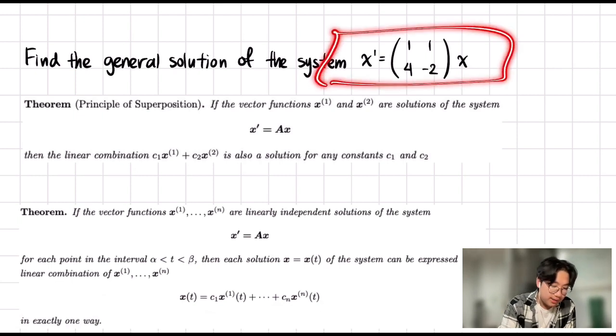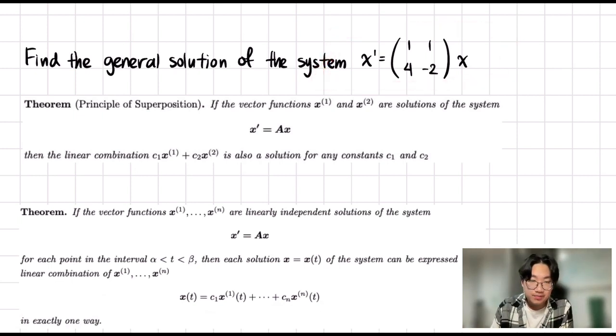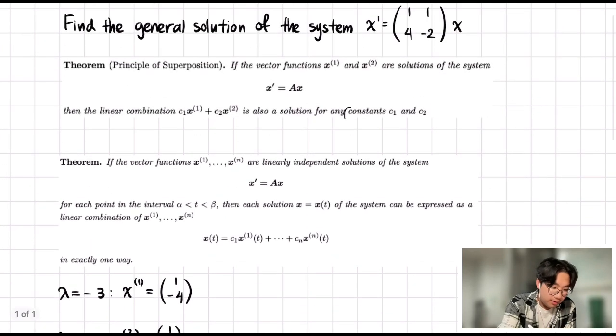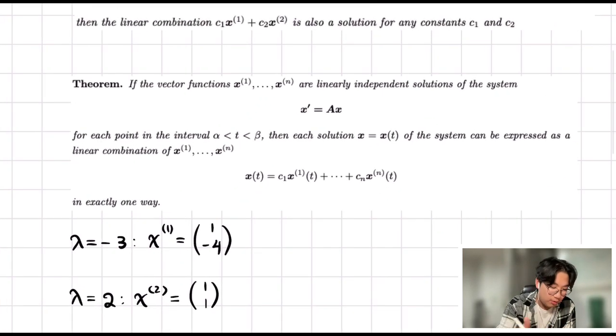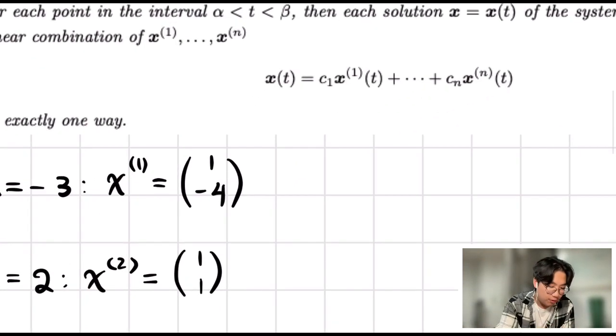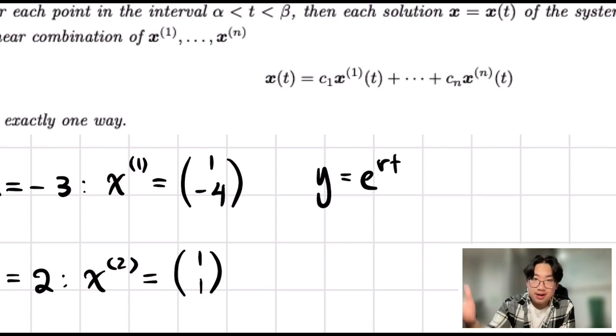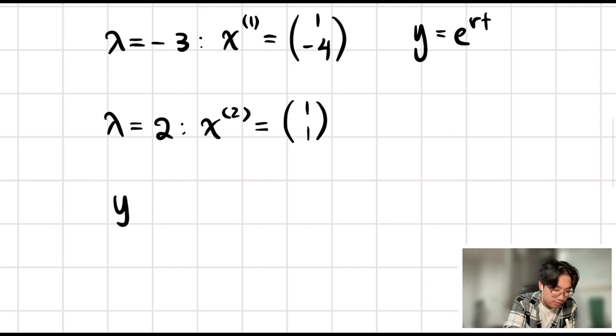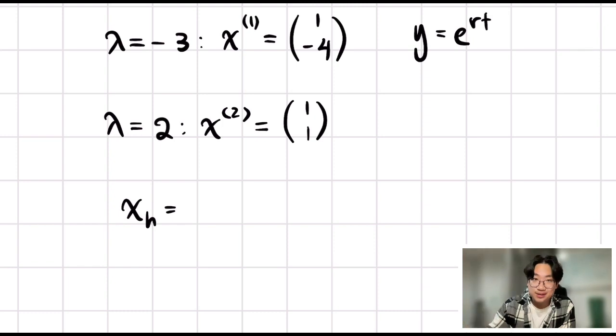So we're going to continue with the exact same matrix we started with in the last video, and we found that the eigenvalues and eigenvectors were as follows. Based on these two theorems, we're basically just going to write these as a linear combination of solutions, each of the form y is equal to e to the rt, but multiplied by the vector, because that gives us our system solution. So in this case, we have x sub h, standing for the homogeneous solution.